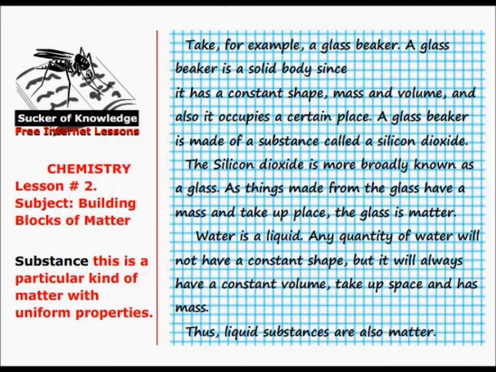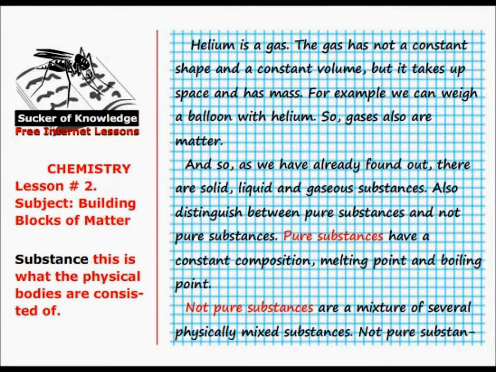Water is a liquid. Any quantity of water will not have a constant shape, but it will always have a constant volume, take up space and has mass. Thus, liquid substances are also matter. Helium is a gas. The gas has not a constant shape and a constant volume, but it takes up space and has mass. For example, we can weigh a balloon with helium. So, gases also are matter.